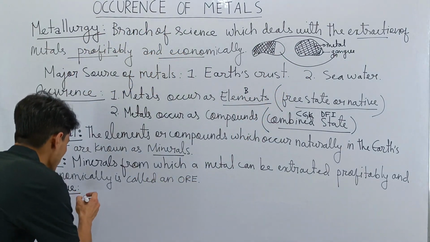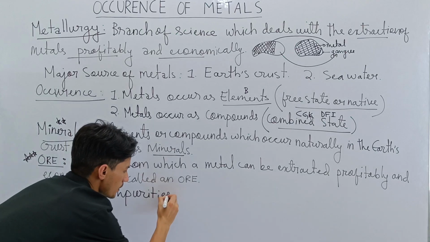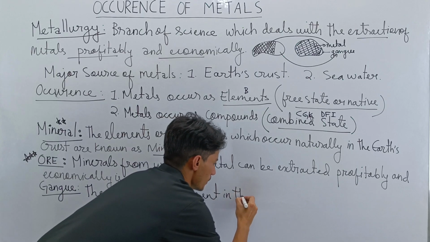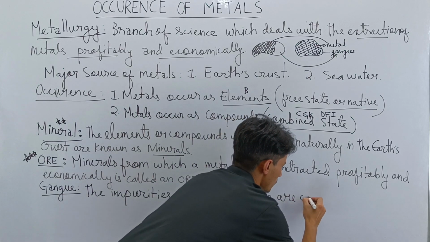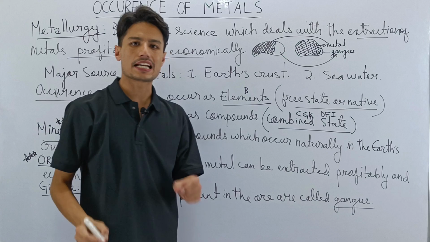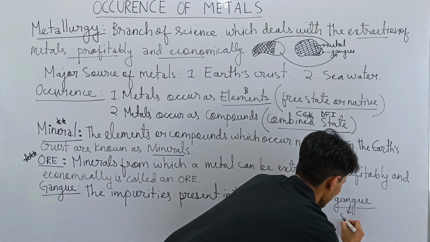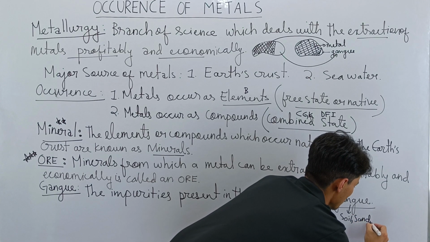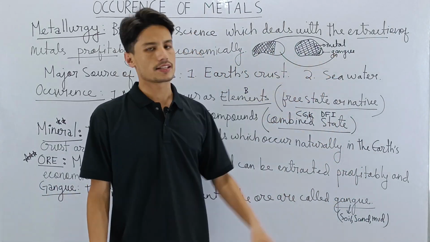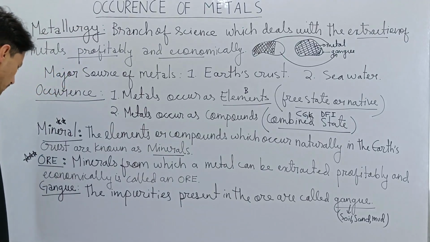So gangue is the impurities. The impurities present in the ore are called gangue. Gangue is the unwanted substance. Here gangue will include soil, sand, mud, these things. These impurities found present in the ore are called gangue. Remember, the unwanted part which you will throw away is called gangue. All right, so these are the definitions.